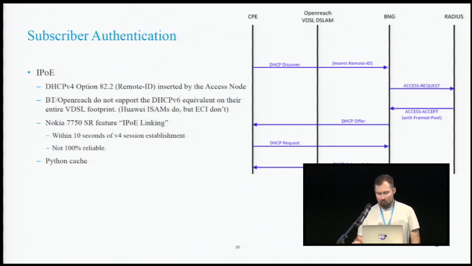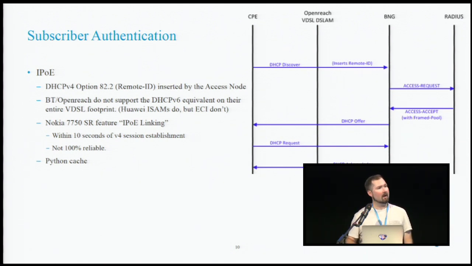authentication attempts. So again, the SR comes to the rescue with being able to run Python. So now all of our BNGs have this nice little Python cache thing on there, which takes the v4 option 82 information, stores it, and then will artificially insert it into any v6 triggered RADIUS access request. So we know who it's coming from. Problem solved for that one.